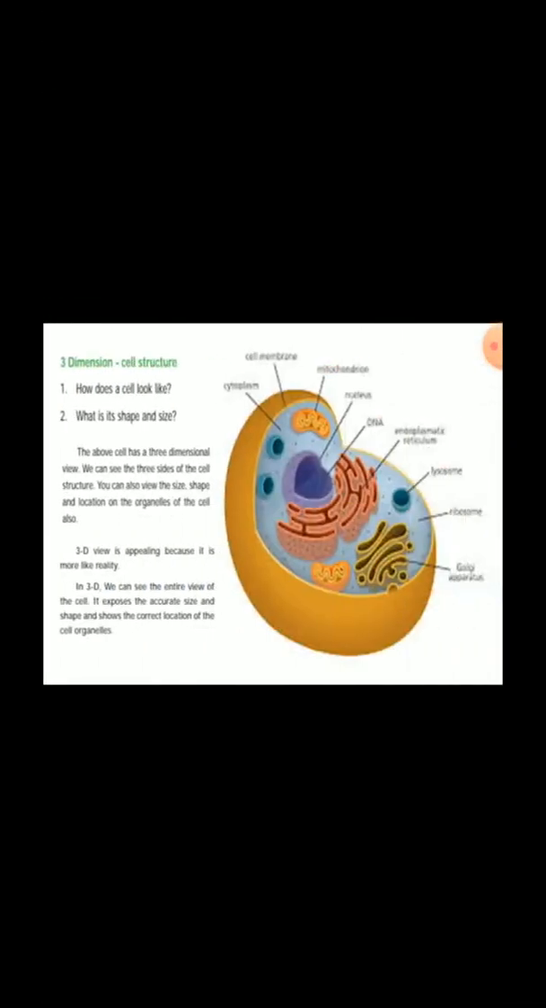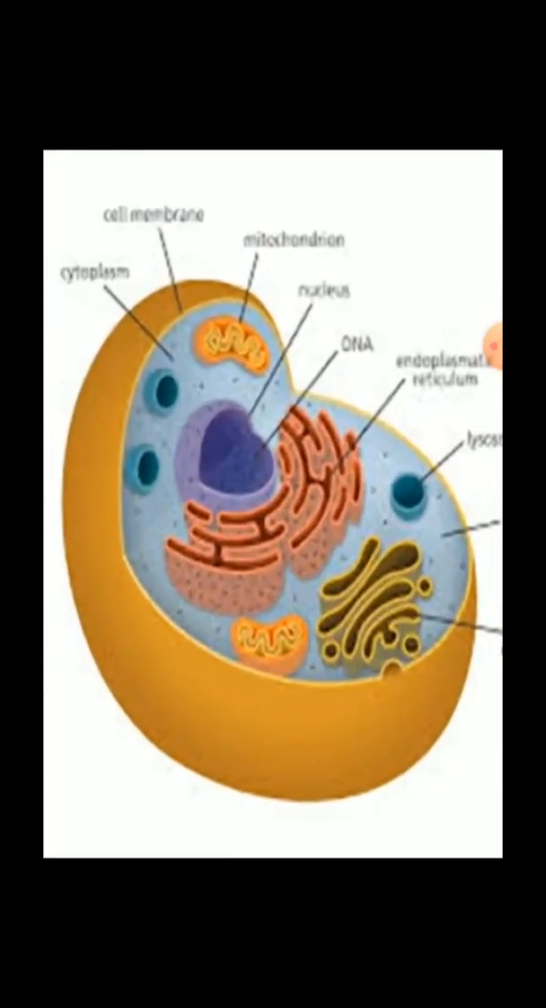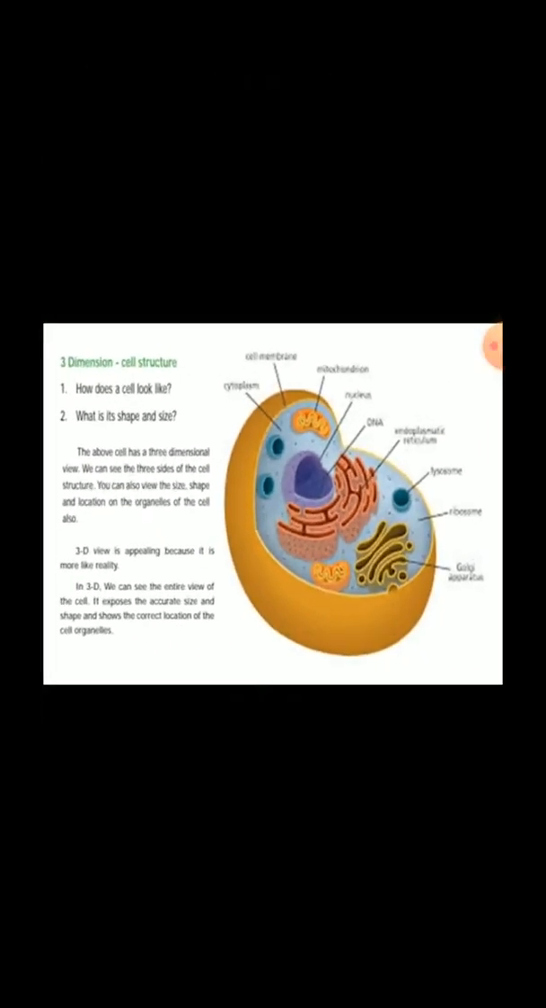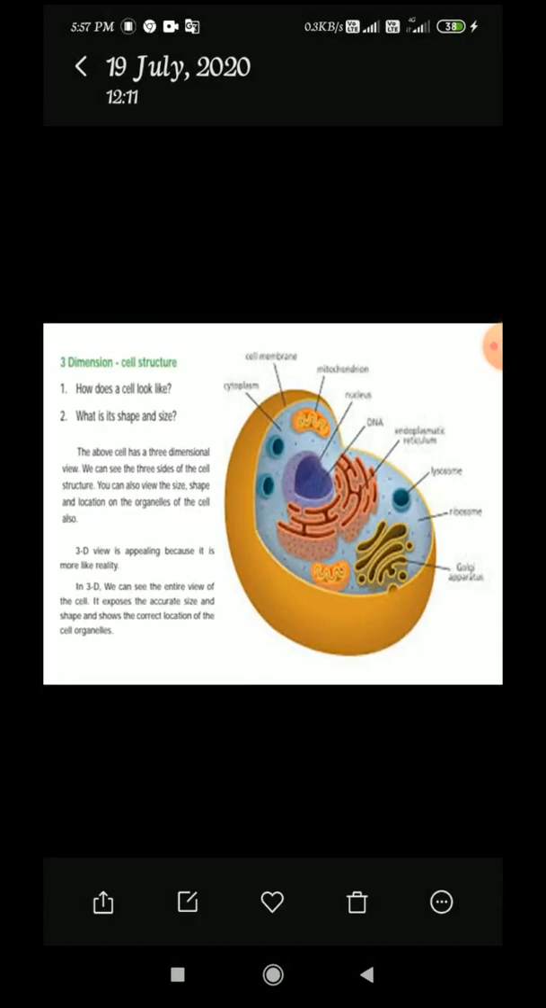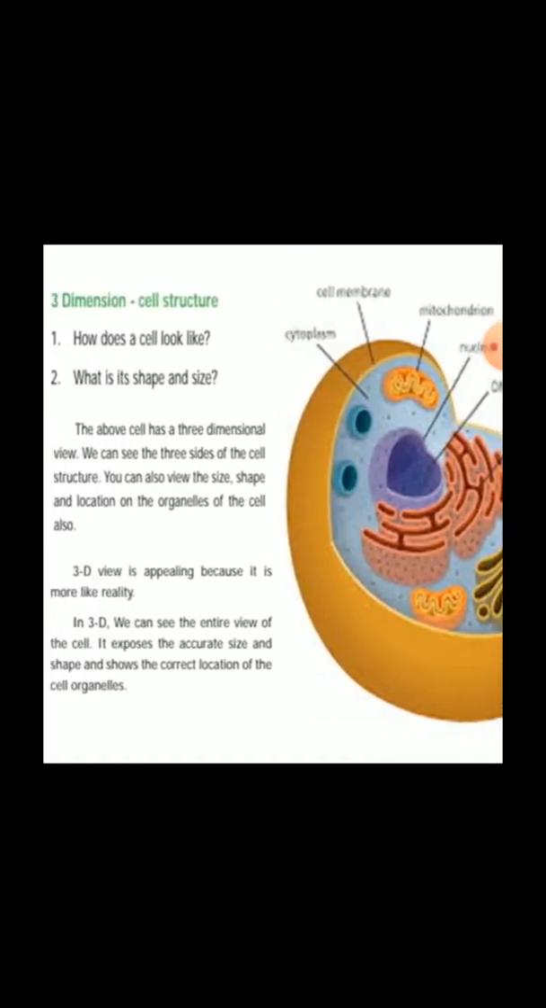The next one is the 3-dimensional view. Did you see this picture, children? This is the 3-dimensional picture. See this, how they show. This is the cell structure, children. The above cell has a 3-dimensional view. We can see the 3 sides of the cell structure.